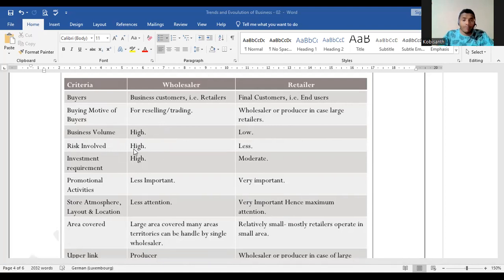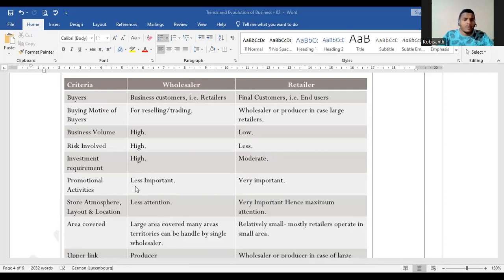Risk involved, yes, obviously the risk is high in wholesale because you're selling a bulk quantity. Here, you don't sell that much quantity, so the risk is very low when compared to the wholesale. Investment requirement is high. You need more money to be invested when you are engaged in a wholesale business. But here it is not.